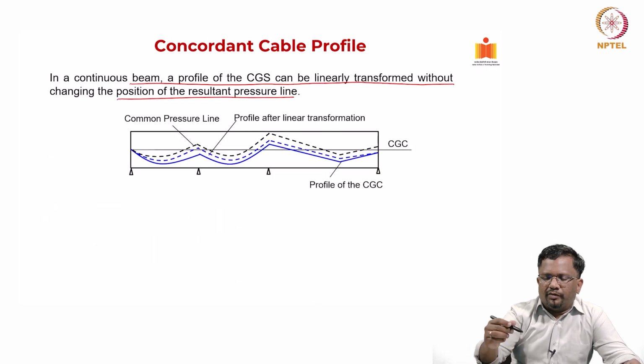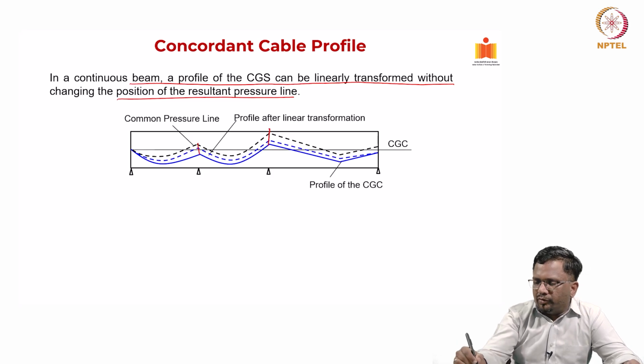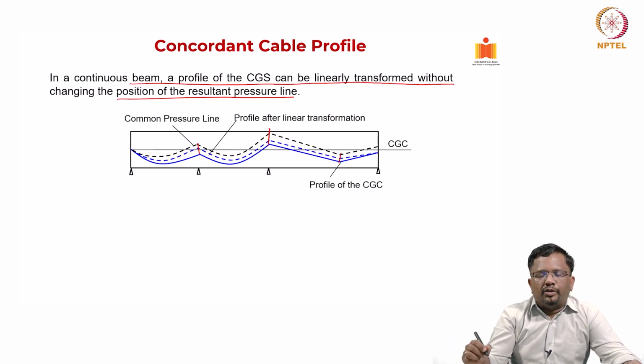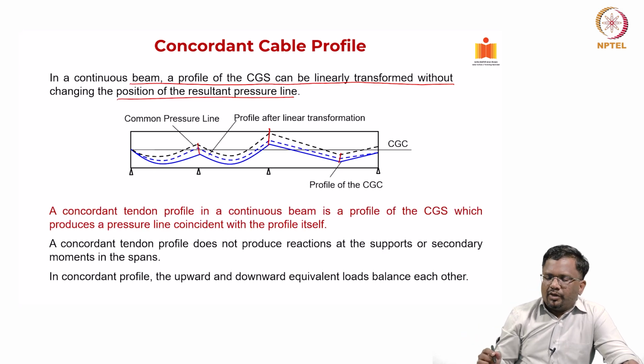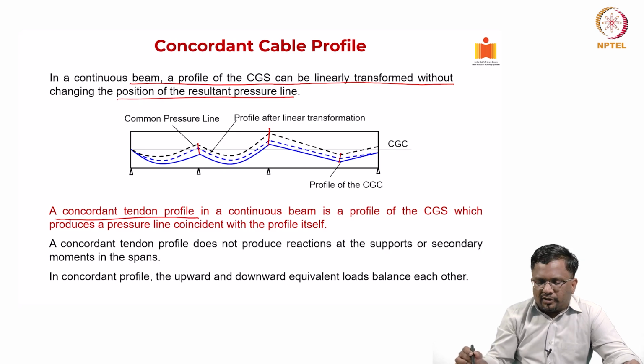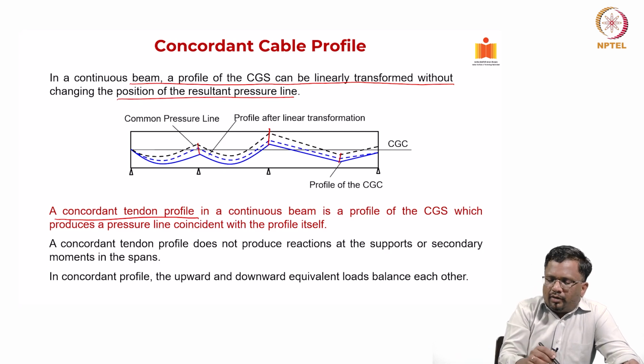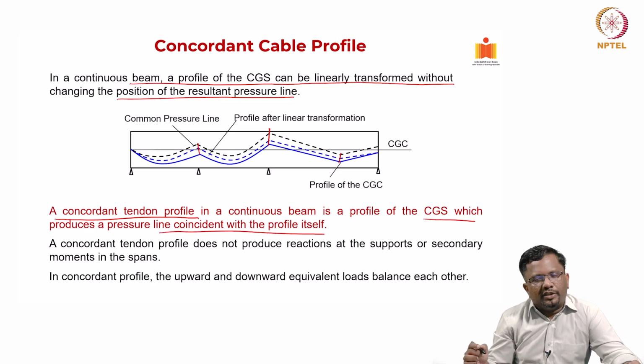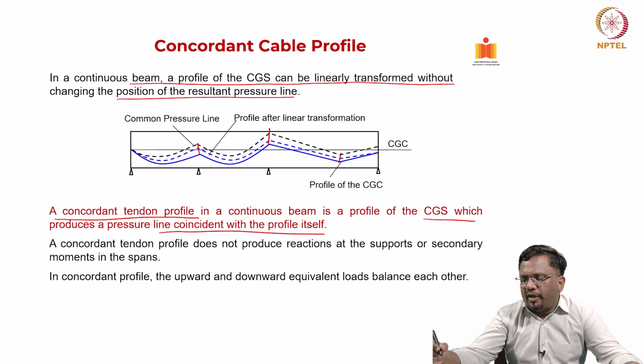So, even if for each interior support I move it like this, move it like this, move it like this, your C line is not really going to change. Okay. So, that is what it is. But while you are doing the process, you can choose a concordant cable profile in such a way that the pressure line will be coincident with the CG of the profile itself, because again why?